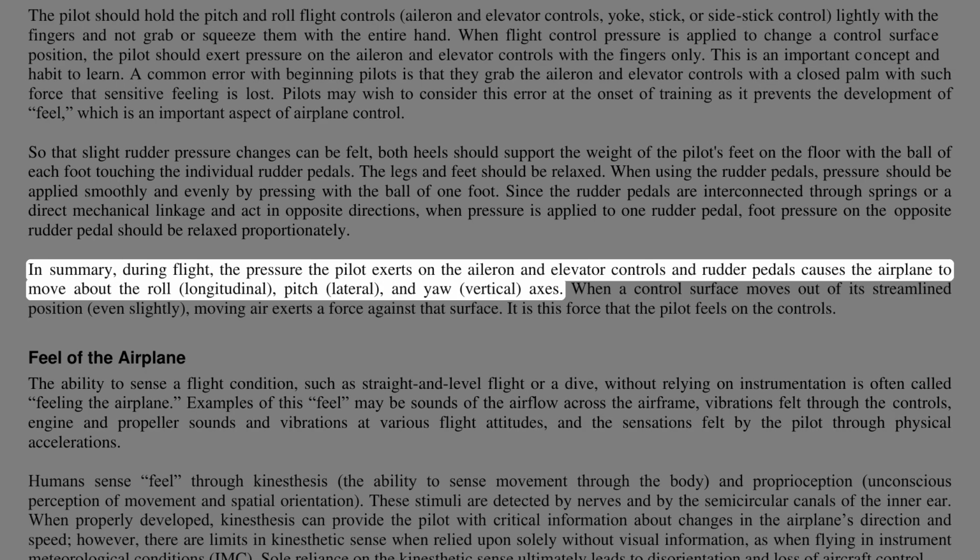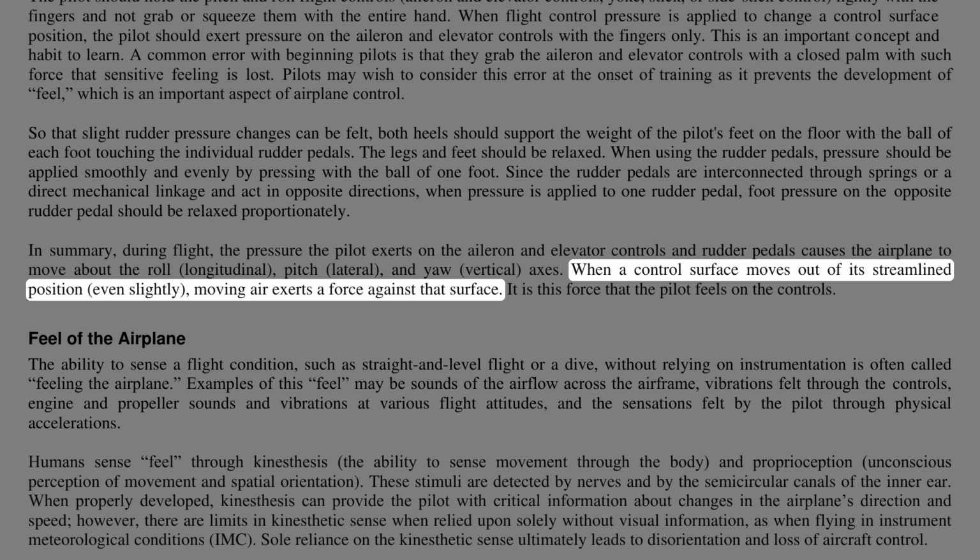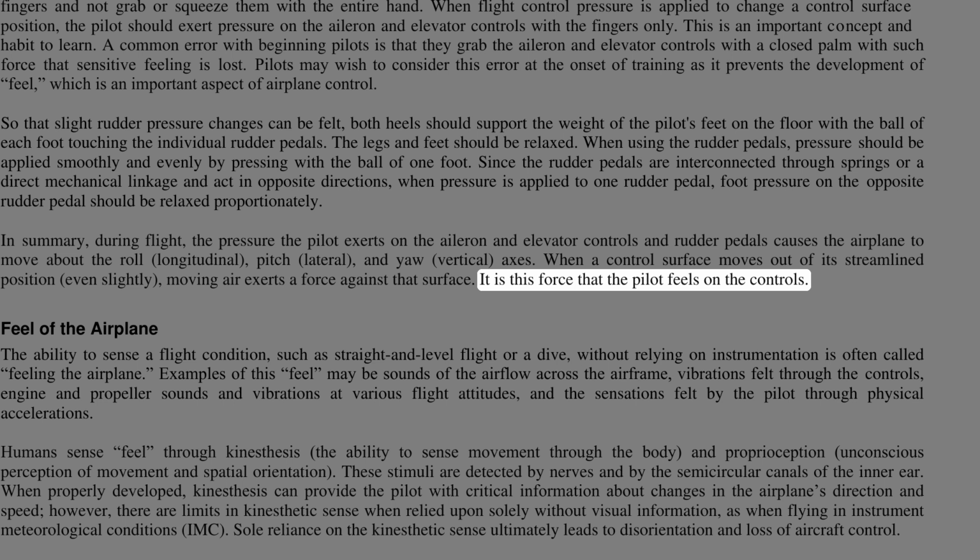In summary, during flight, the pressure the pilot exerts on the aileron and elevator controls and rudder pedals causes the airplane to move about the roll, longitudinal, pitch, lateral, and yaw, vertical axes. When a control surface moves out of its streamlined position, even slightly, moving air exerts a force against that surface. It is this force that the pilot feels on the controls.